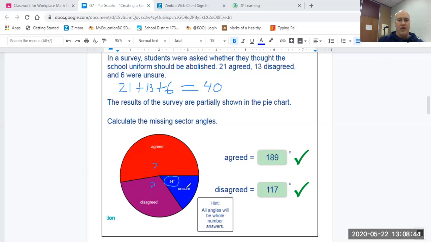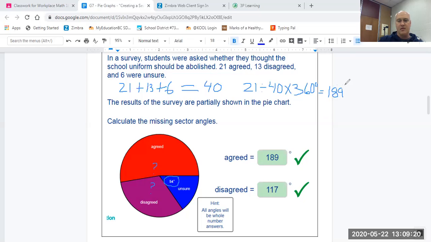Now, we already know the unsure, but what we need to know is the agreed and the disagreed, how many degrees this represents. So with regards to the agreed, what we would do is take 21 and divide it by the total number of 40 that we just determined. Once we have that value, we would then multiply that by the 360 degrees. And this will get us our answer here, which is going to be 189 degrees.